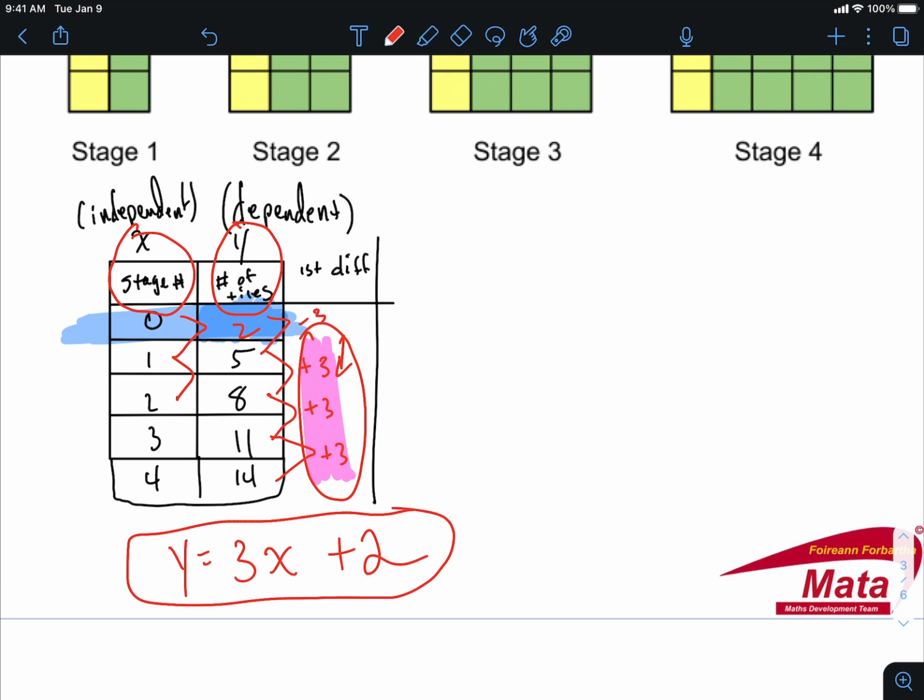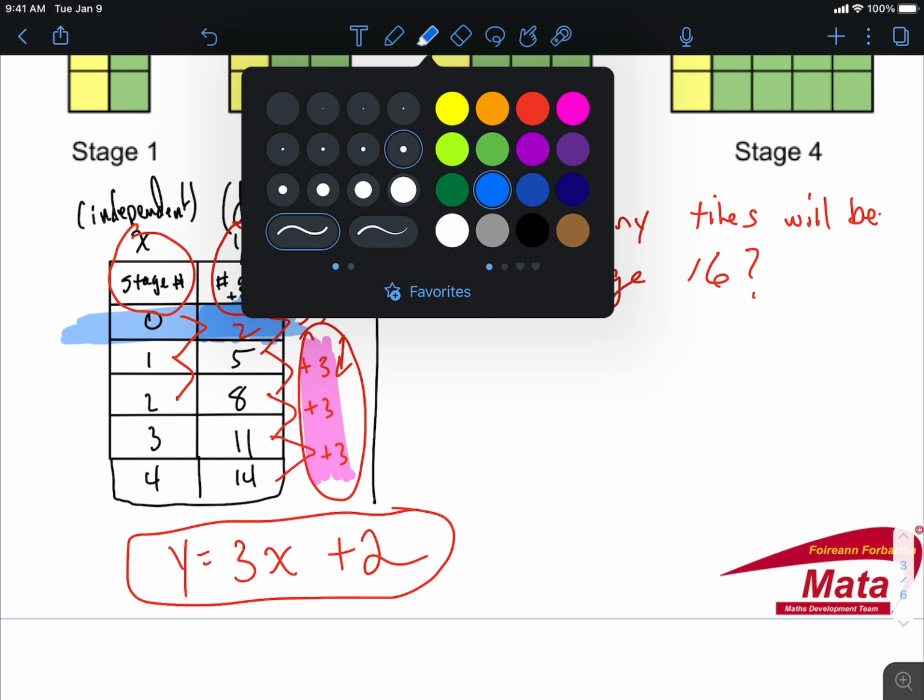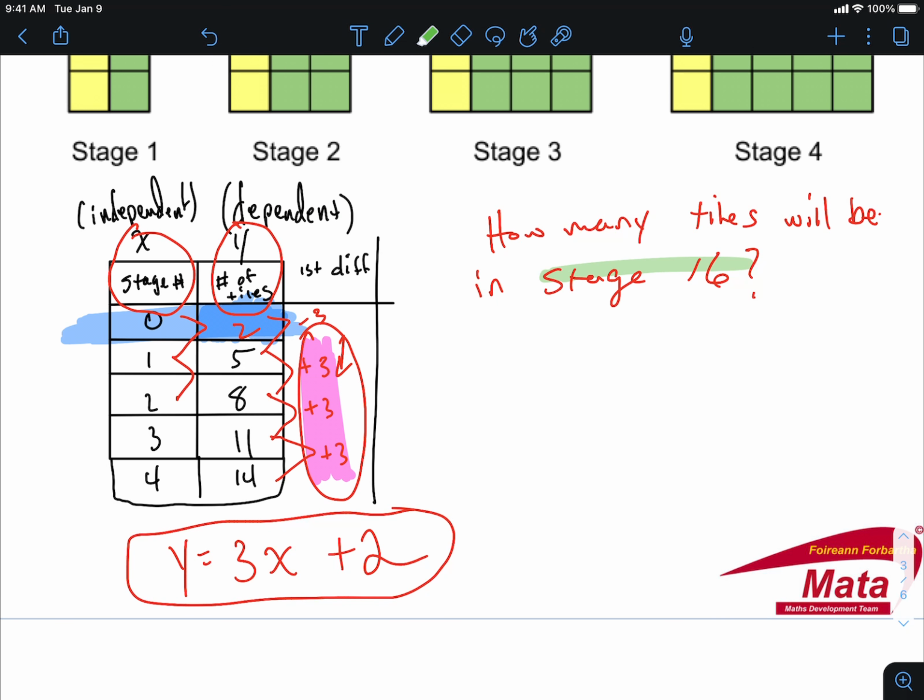What I will do on the formative, sorry, let me just do one more step. I want you guys to use the equation on the formative to answer how many tiles will be in stage, I don't know, 16. Okay, stage number. I see the word stage in my question. I see how many in stage 16. Where does the stage number go? Stage number we said was X. Well, where's X in my equation? Right here.